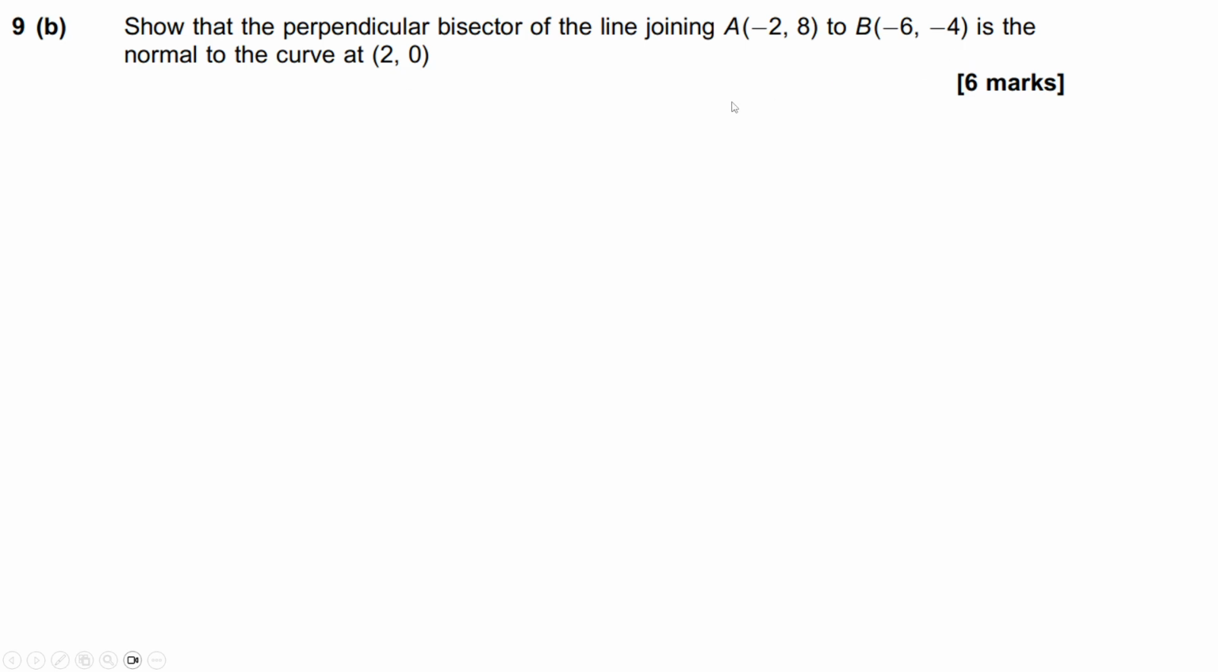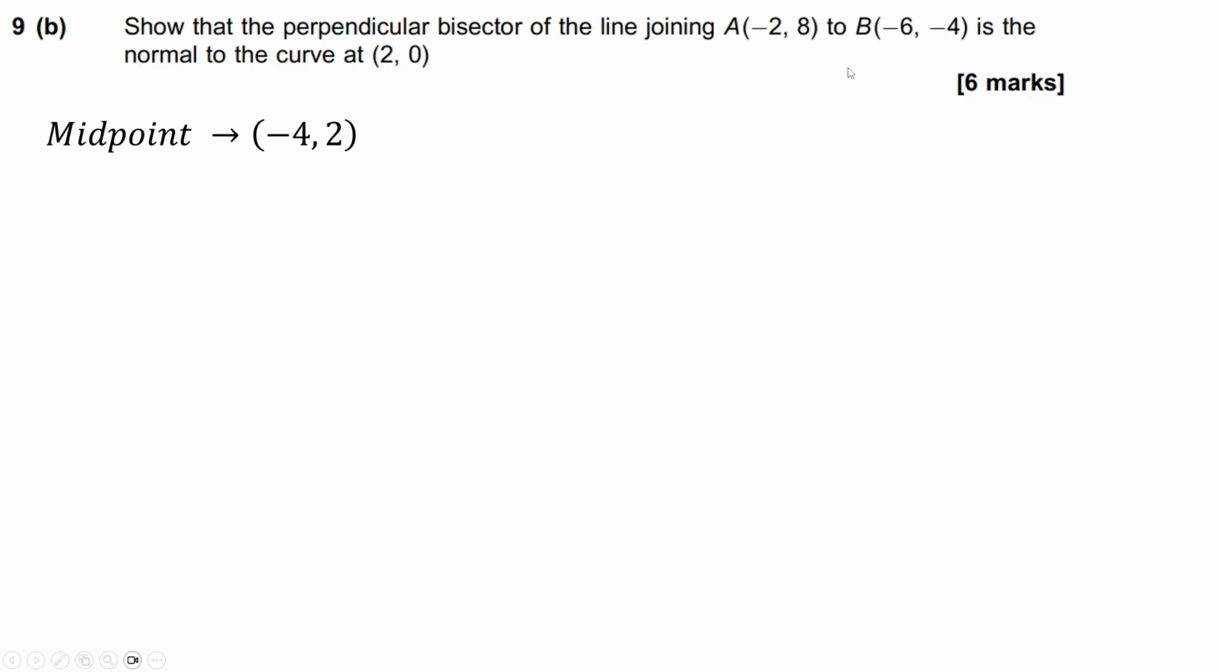So if it's a perpendicular bisector, well, bisector means to cut in half, so we want the midpoint between these 2 points. So the midpoint is just minus 6 plus minus 2, which is minus 8, and then divide by 2, so that's minus 4. And then you've got minus 4 plus 8, which is 4, and then 4 divided by 2 is just 2. So the midpoint is this here.